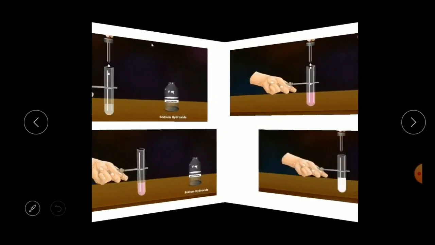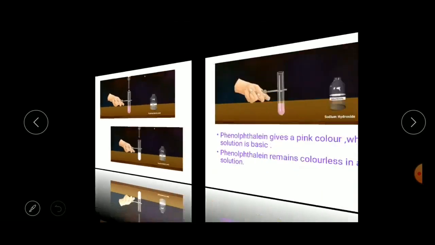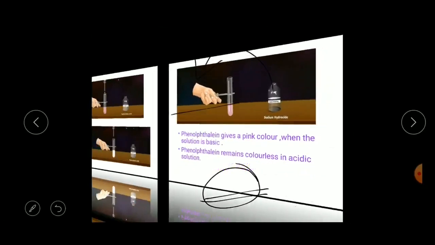Now we take the same test tube, right? Now add one more drop of hydrochloric acid into the test tube. What did you observe when we added it? Yes, the solution again becomes colorless. Here, can you see this? Yes, very good. Next, what do we have to do? Again we add one more drop of sodium hydroxide solution right here.